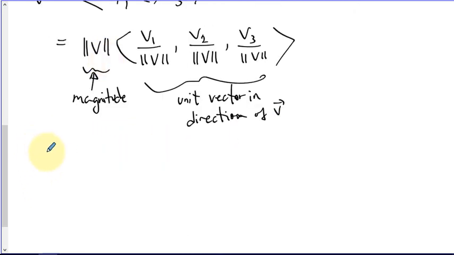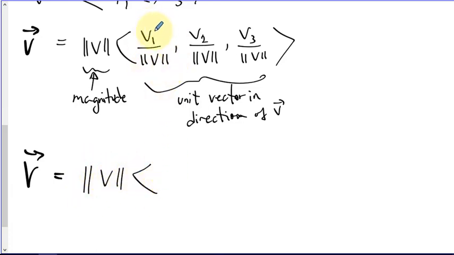And now we can write that arbitrary vector v as the magnitude of v times this: the cosine of alpha, the cosine of beta, the cosine of gamma.